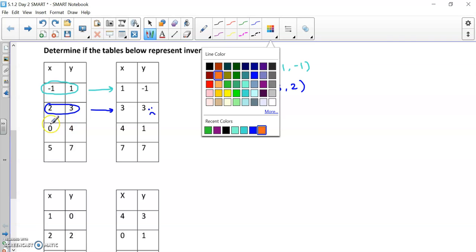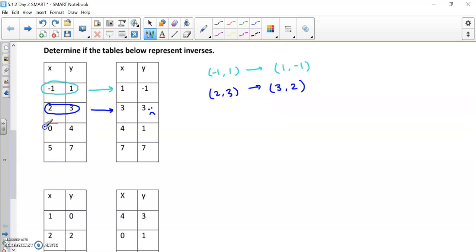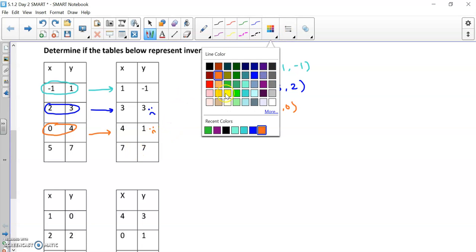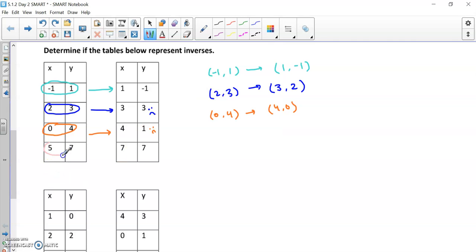But let's just look a little bit more just for fun. So this 0, 4 would need to turn into 4, 0. And this is the one that has a 4 in the right spot, but this is not a 0, so that doesn't work. More proof that it's not inverses. And one more, 5, 7 here. 5, 7 should turn into 7, 5 on the inverse table, but here it has a 7 in the right spot, but this should be a 5. So that tells us that they are not inverses.